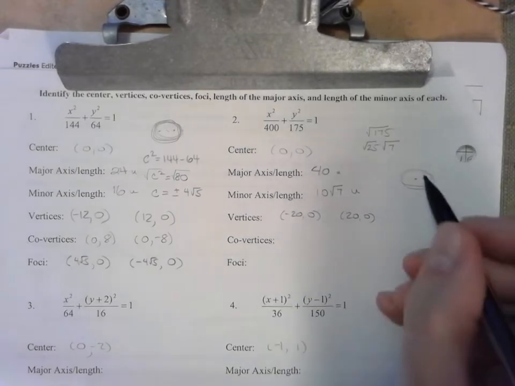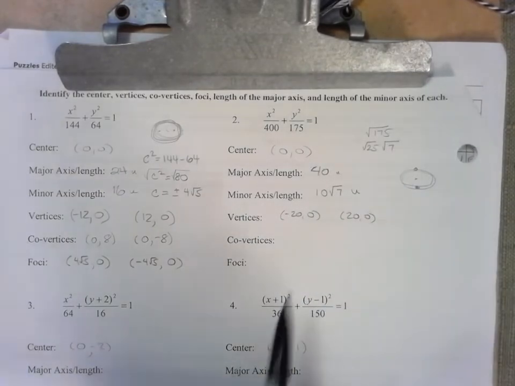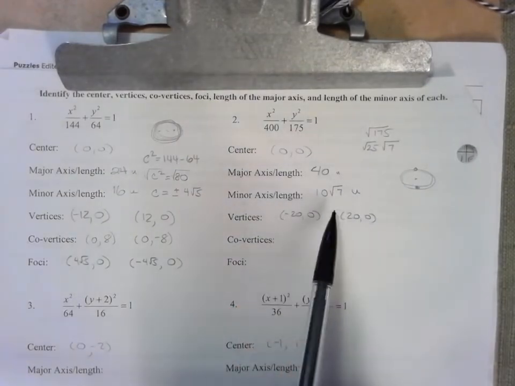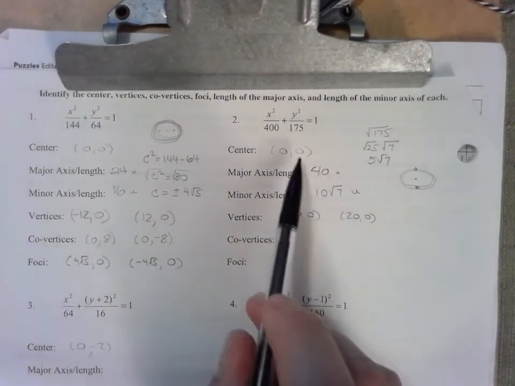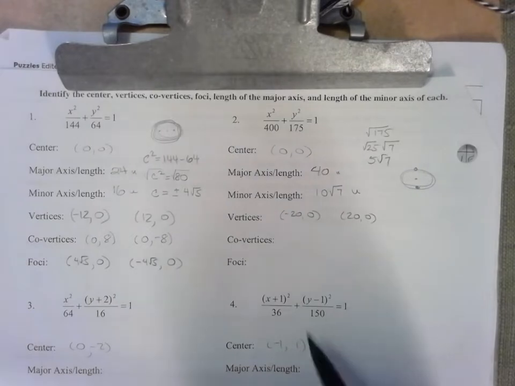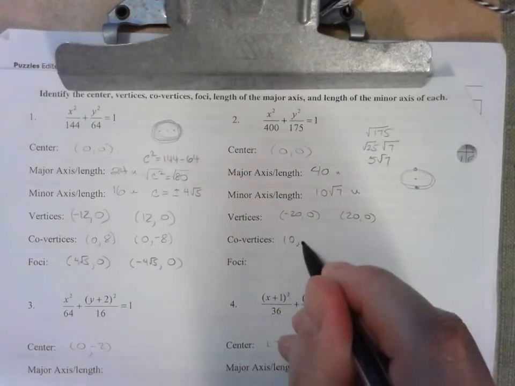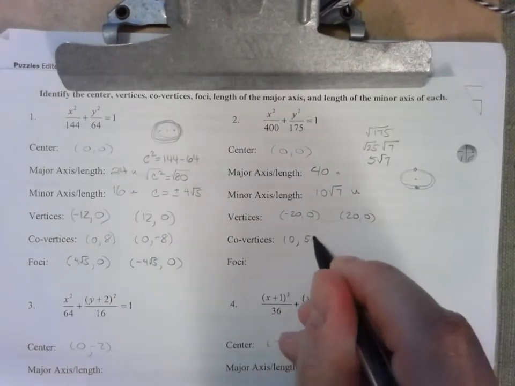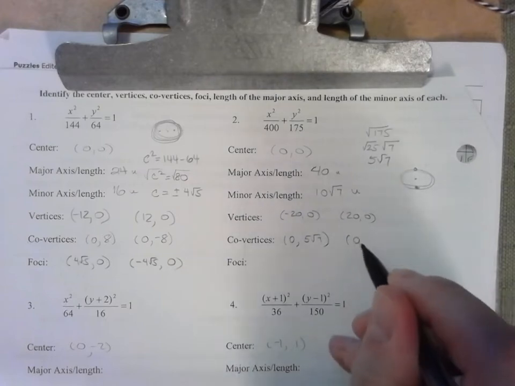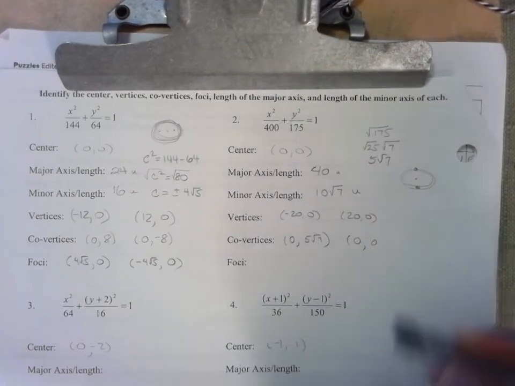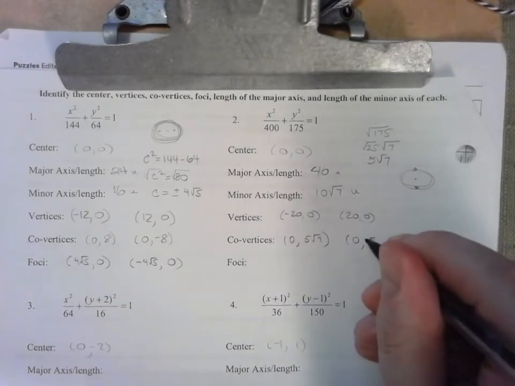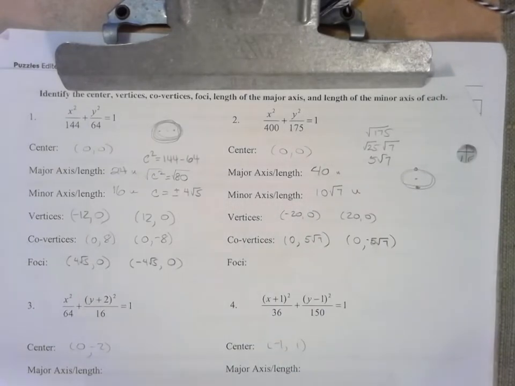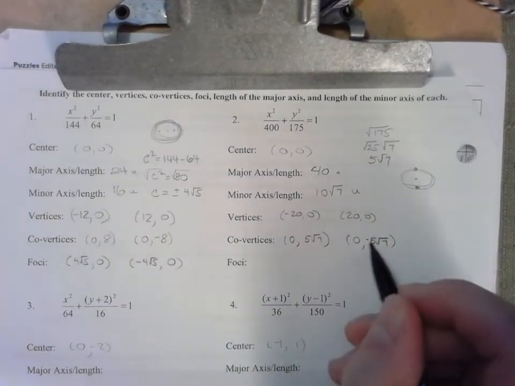To get the co-vertices, we got to go up and we got to go down. That would be 5 root 7 units. So 5 root 7 units added and subtracted to 0. So 0 plus 5 root 7 and 0 minus 5 root 7 would be negative 5 root 7. And these would be the location of your two co-vertices.